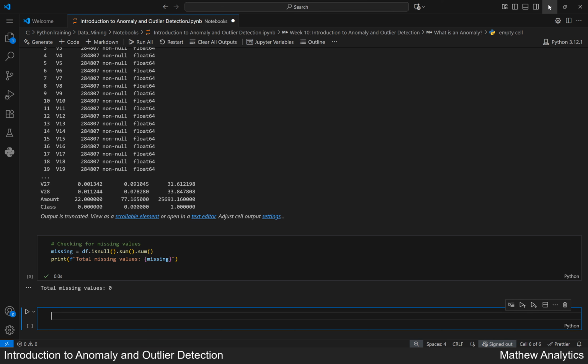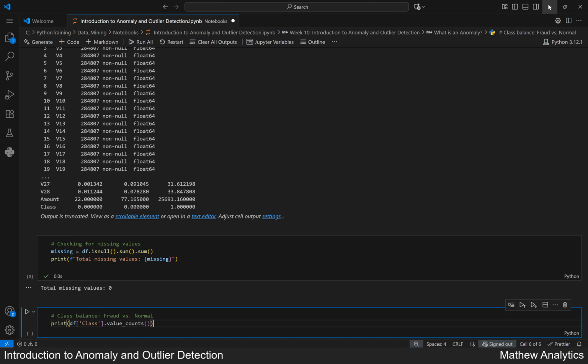Our target column is class, where 1 means fraud and 0 means normal. This line explains that we are checking the balance between fraud and normal transactions in the dataset. This line prints the count of each class, fraudulent and normal, present in the class column of the data frame.